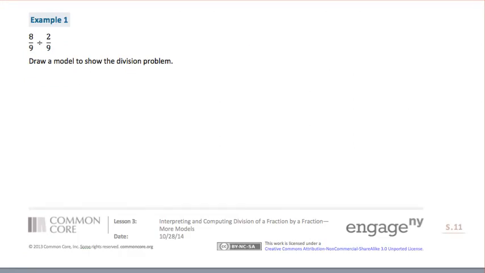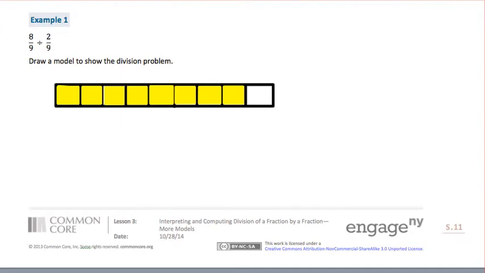So moving on to example 1. What is 8/9 divided by 2/9? We're going to start by drawing a model of the division problem, and because our denominator in both fractions is 9, we'll need to take our diagram and divide it into 9 pieces. So now we have a diagram with 8/9 shaded. And next we need to find out how many sets of 2/9 there are in this diagram.